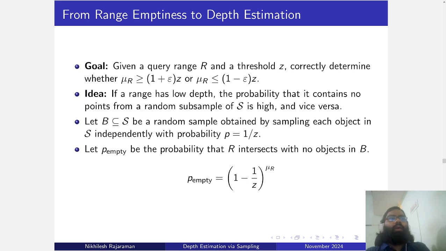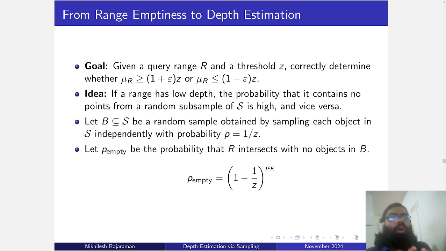So our range R, by definition of its depth, intersects with mu R objects, where mu R is its depth. And that's again just the definition of what depth is. Our range is going to be empty in this random sample only if we pick none of these mu R objects into our random sample. So what's the probability of this happening?